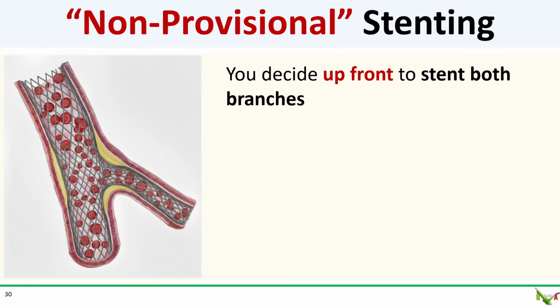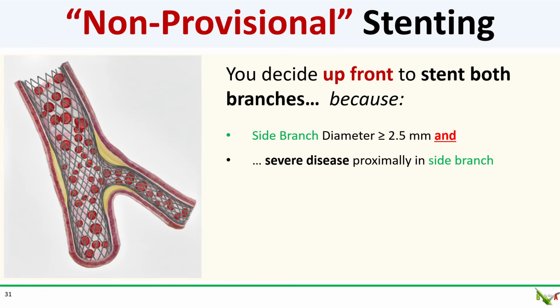Okay, let's now talk about the other big approach for treating coronary bifurcation disease, non-provisional stenting. So remember, in non-provisional stenting, you've decided up front to stent both branches. And there are several reasons you might want to do that. Usually the side branch is bigger, typically 2.5 millimeters in diameter or more, and there is severe disease close to the ostium or proximally in the side branch.